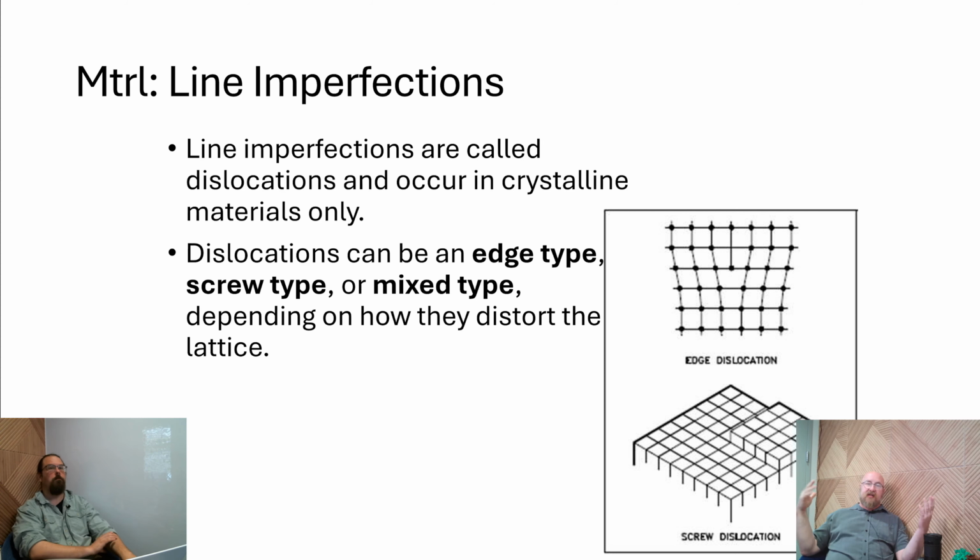So line imperfections. Line imperfections pretty much start as a point imperfection and then they propagate. Sometimes you can wholly contain a point imperfection, but sometimes they propagate out into a line. And so you can have edge type, screw type, or mixed type. The edge type is just a linear one, whereas a screw type tends to jump in a third axis and screw around. We have a screw example in the bottom right here.